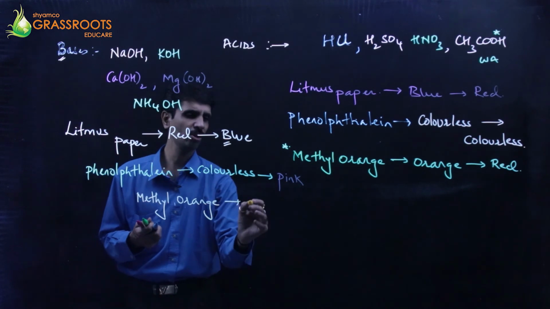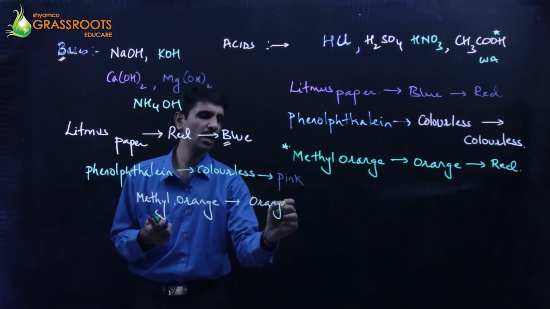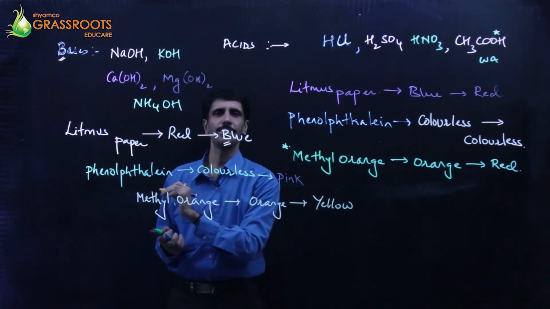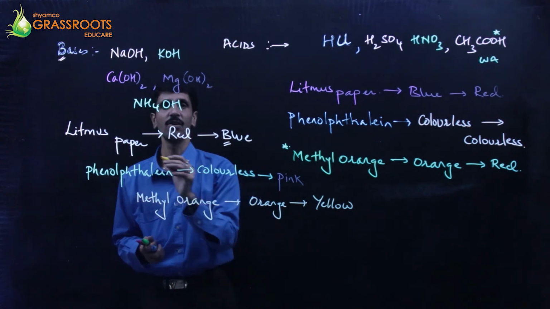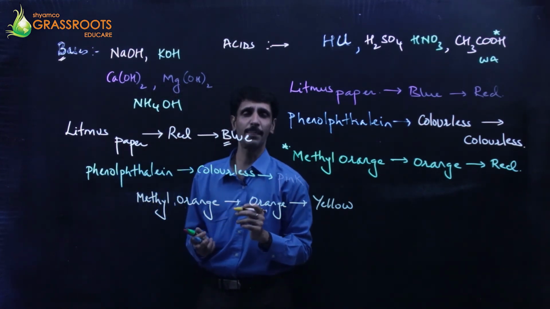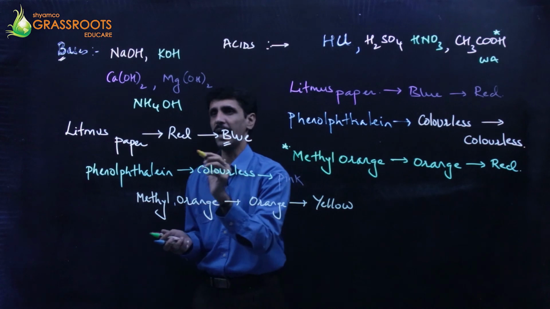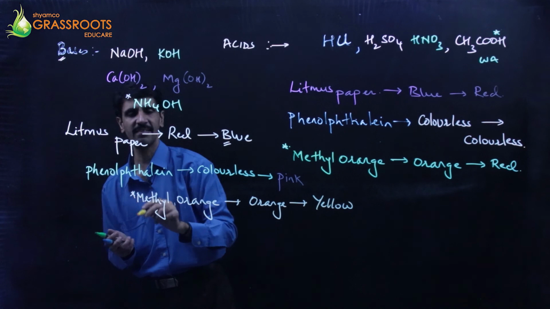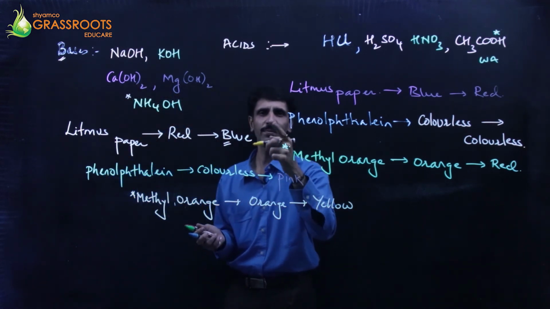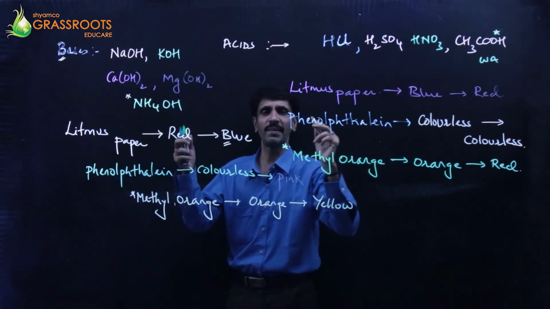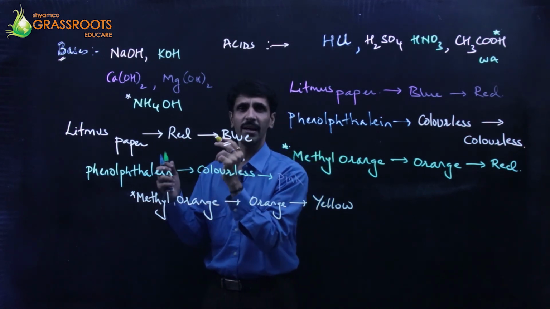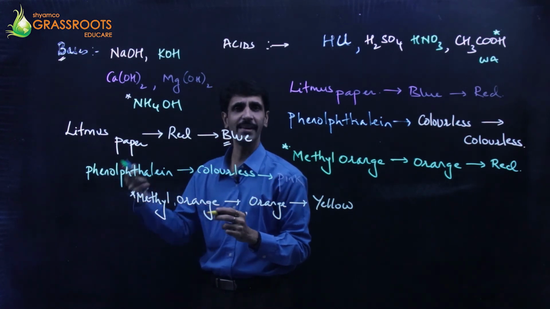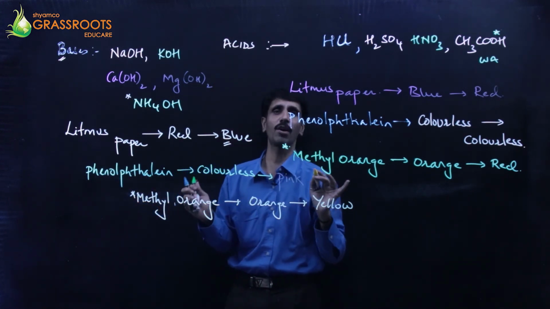For methyl orange, the orange color will be converted into yellow. Orange to yellow. Alright. So this is the indication of a basic medium or a basic solution. I'll put a star mark once again over here at ammonium hydroxide with methyl orange. Do you remember the star mark? Yes, methyl orange is specifically used for indicating color changes when a reaction involves a weak acid and a weak base. Generally, it is observed.